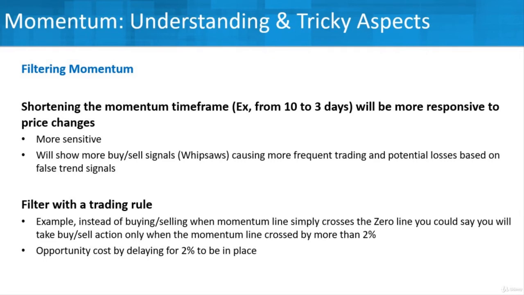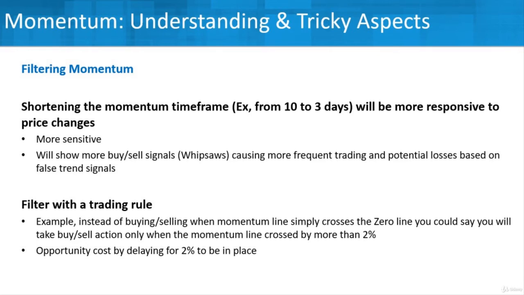Another thing you can do with momentum too is you can filter it with a trading rule, or apply a trading rule. So for example, instead of buying or selling when the momentum line simply crosses the zero line, you could say you will take a buy or sell action only when the momentum line is crossed by more than 2%, right? So it's got to be at least 2% above that zero line or 2% below that zero line for a decision to be made. Now if you think about that, well, there's an opportunity cost by delaying for that 2% to be in place, and that's exactly true.